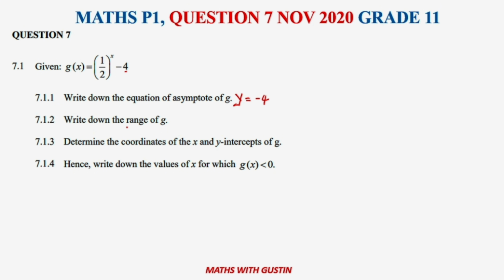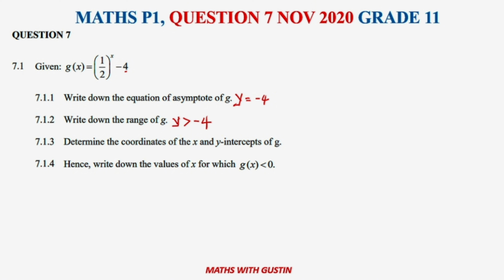Then it says write down the range of g. The range of g is anything that is going to be above the line of asymptotes. Simple, straightforward. When it comes to exponents, anything that is above the line of asymptotes should be the range. So anything that is greater than -4, because remember the line of asymptotes is the line that the function would not touch.